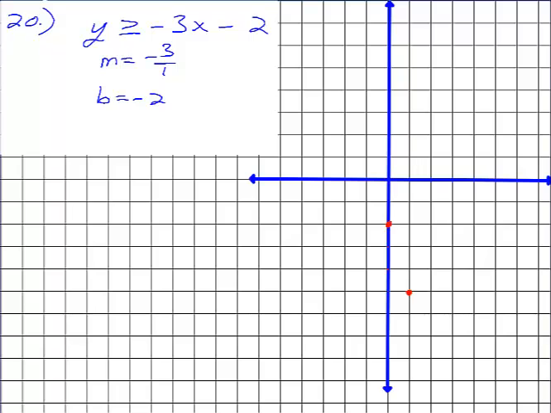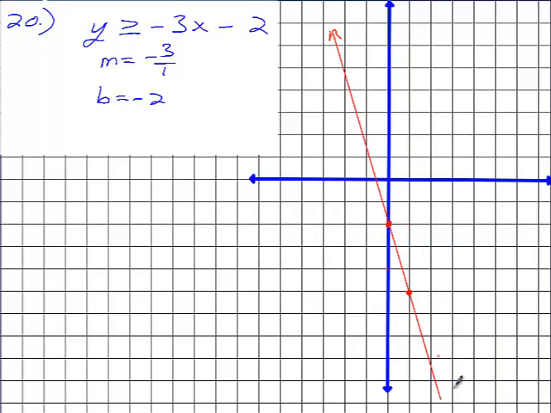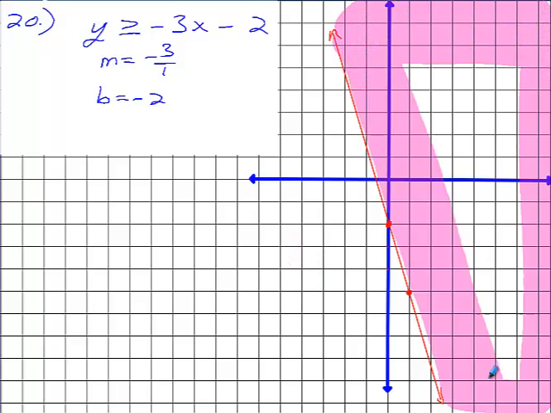And then you said solid line? Okay, and where do I shade? What do I want? Do I want where y is bigger or where y is smaller? Bigger. So where are the y's bigger? Above the line or below the line? Above. So I shade above.